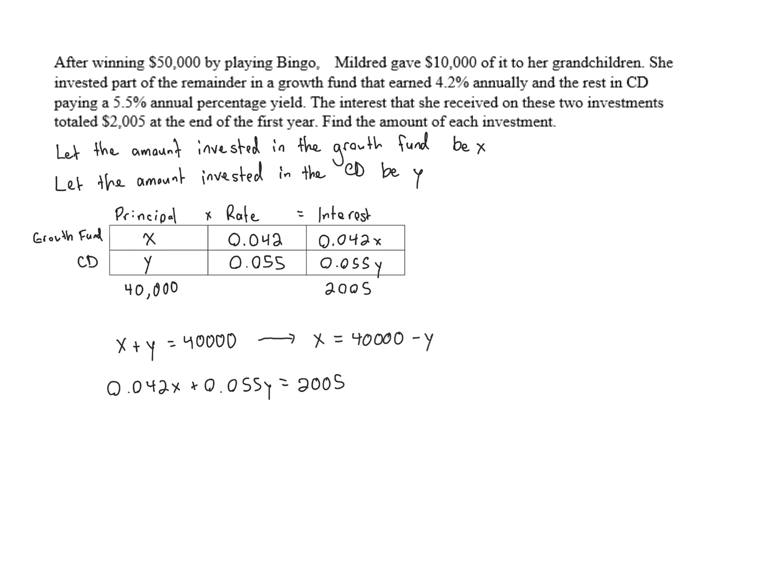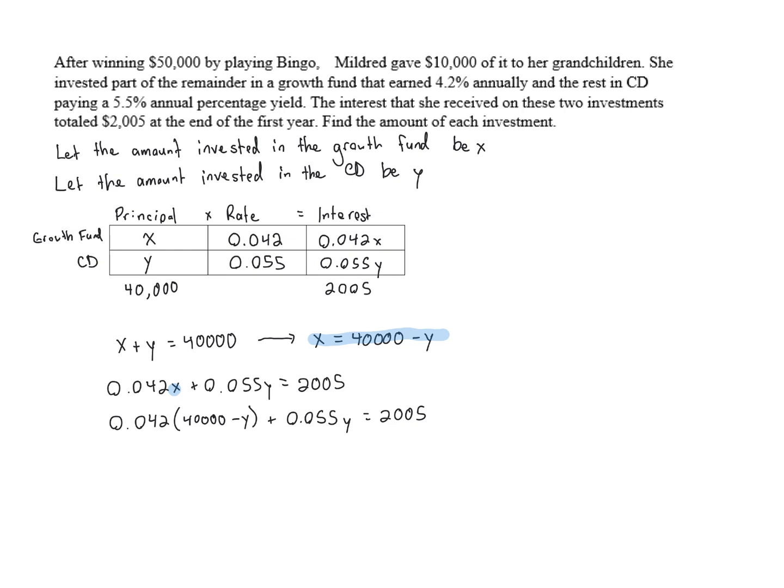And then once we have that, we can substitute that in. Wherever we see an x in the other equation, we can replace it with 40,000 minus y. So that gives us 0.042 times 40,000 minus y, we made that substitution there, plus 0.055y equals 2005. By making that substitution, we now have an equation that only has one variable, y, in it, so we can solve for y.